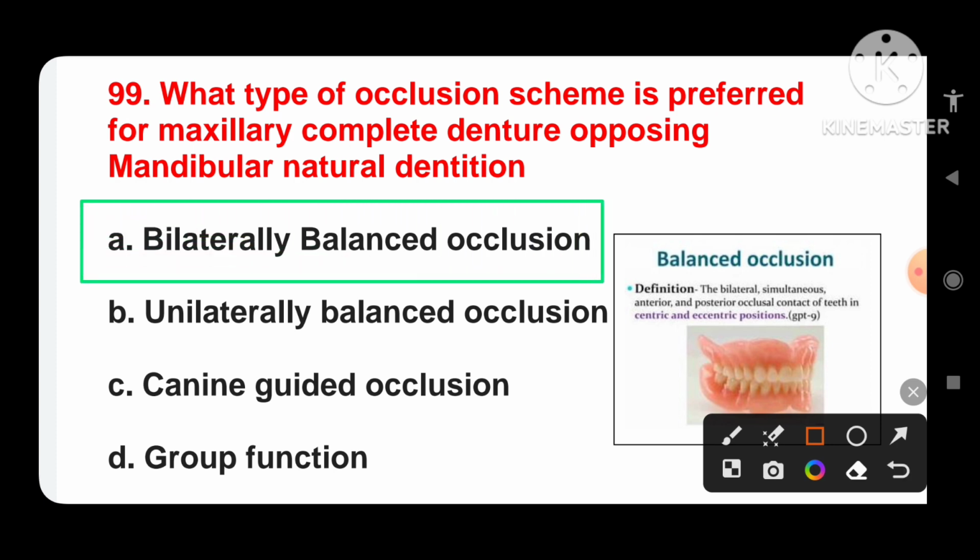It is balanced occlusion that is mostly used, preferred for the maxillary complete denture opposing mandibular natural dentition. In this, there is bilateral simultaneous anterior and posterior occlusal contact of the teeth in centric and eccentric position in balanced occlusion. So this is bilaterally balanced occlusion, okay.